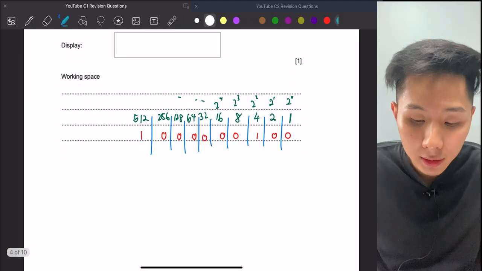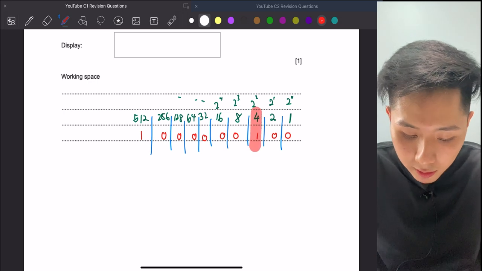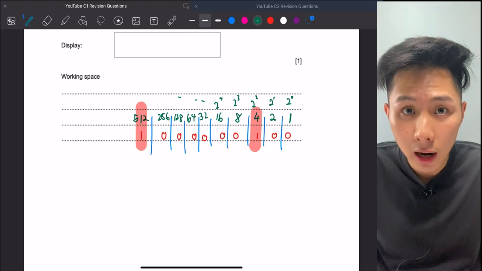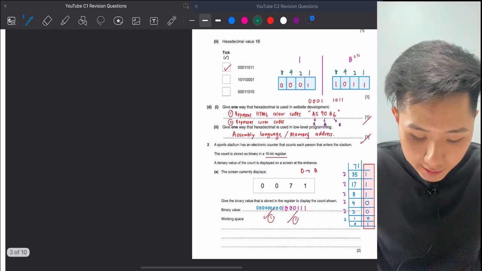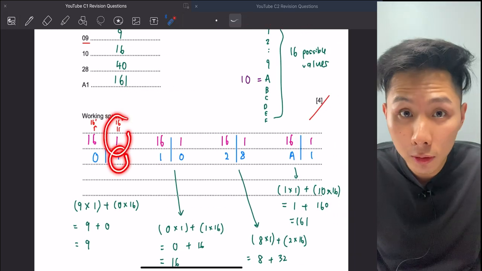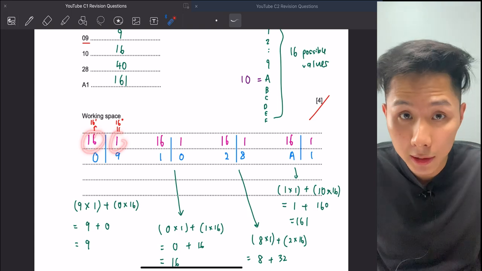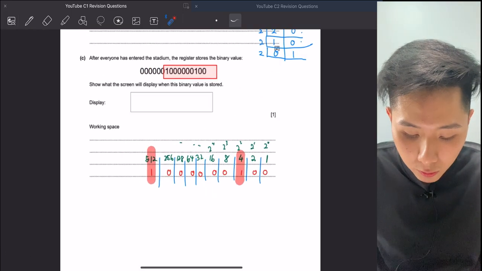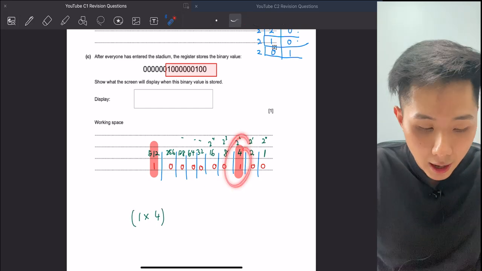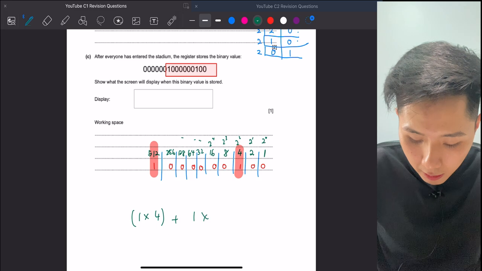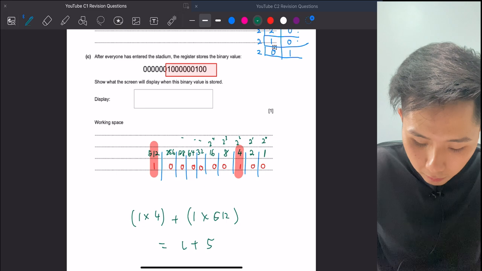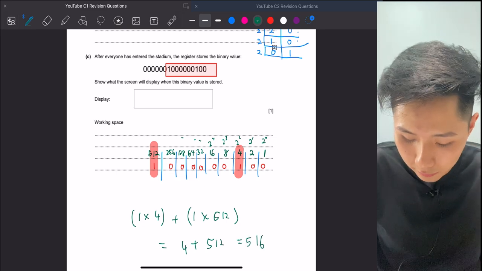So to calculate the denary value, I only care about this column here and this column here because they have a digit value of 1. Just like how we do in our practice, we just have to multiply the digit value by the place value. The only difference is the place value here. I'm going to do 1 multiplied by 4, which is my first column, and followed by 1 multiplied by 512, so which is 4 plus 512, which I will get 516.